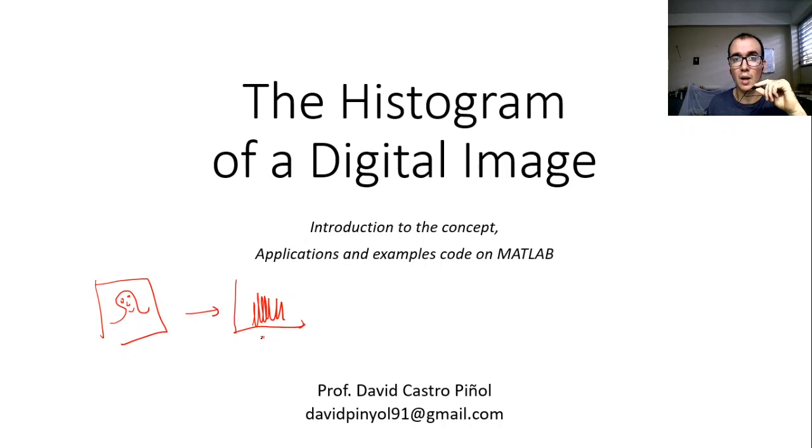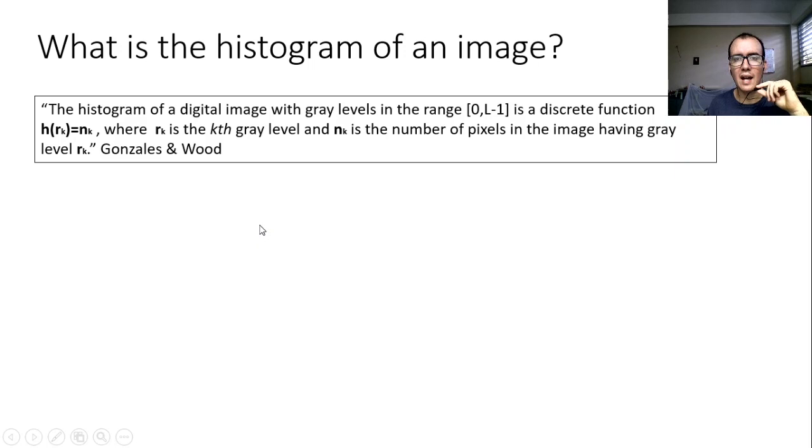According to the classical definition in the classical book of Gonzalez and Woods, the classical book of digital image processing, the histogram of a digital image with gray levels in the range 0 to L minus 1 is a discrete function h(r_k) = n_k, where r_k is the kth gray level and n_k is the number of pixels in the image having gray level r_k. When we read this, we can feel confused, and therefore I'm going to show you an example of what a histogram is.